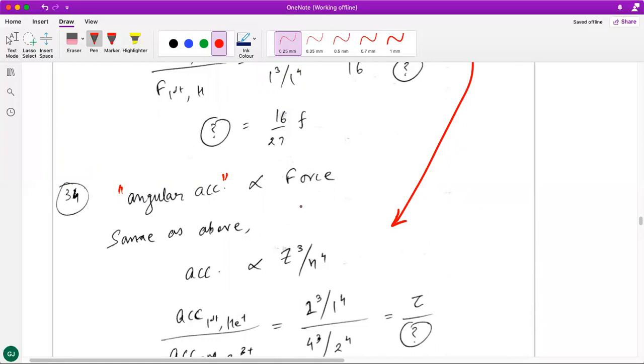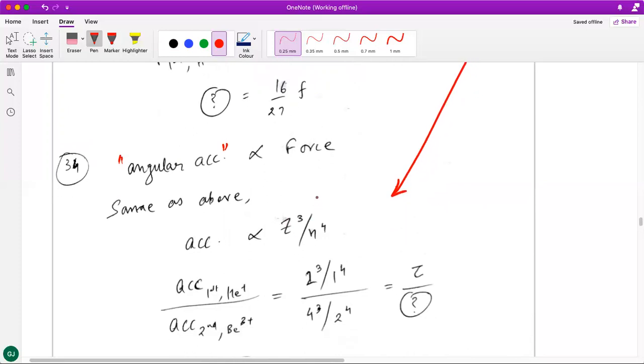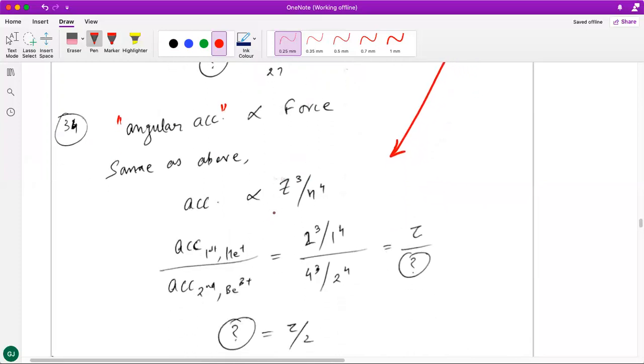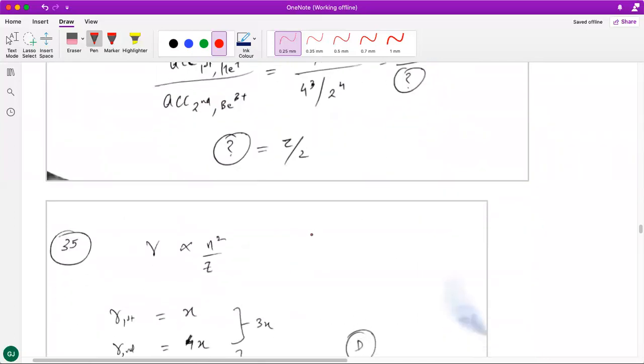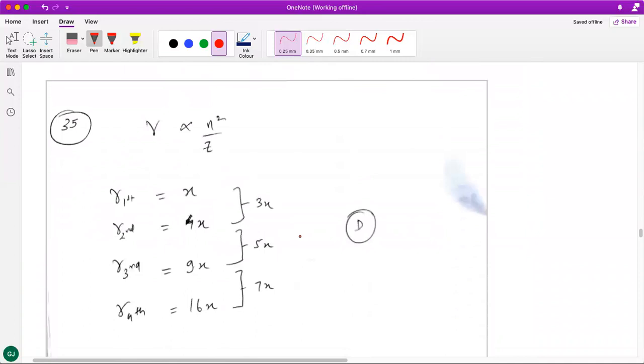In fact, you will be able to come up with that answer by yourself and get this proportionality in a more fundamental way. ठीक है, but अभी के लिए take it to be directly proportional to force and use the same relationship to get the answer. All right, then the 31st question is, or 35th question actually.